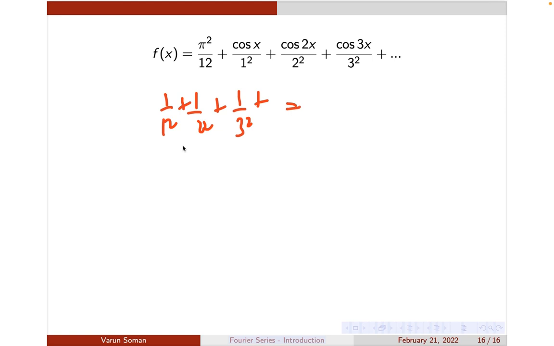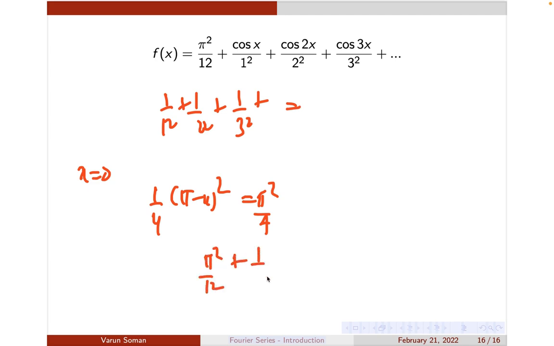So actually my required series is there. The only thing is there is a factor of cos x, cos 2x, cos 3x given there. So what would be the value? If you put x equal to 0, what will happen? Your f of x actually is equal to 1 by 4 into (pi minus x) the whole square. So when x is equal to 0, f of x would be pi square by 4, and your right side would be pi square by 12 plus 1 by 1 square plus 1 by 2 square plus 1 by 3 square plus etc.